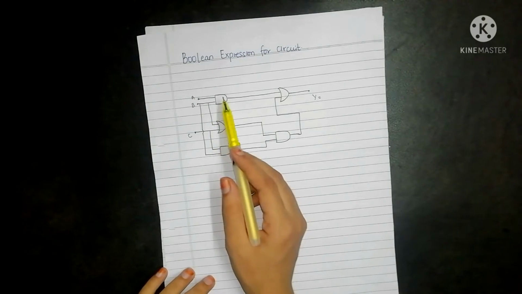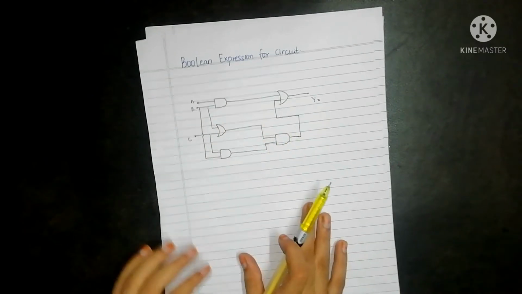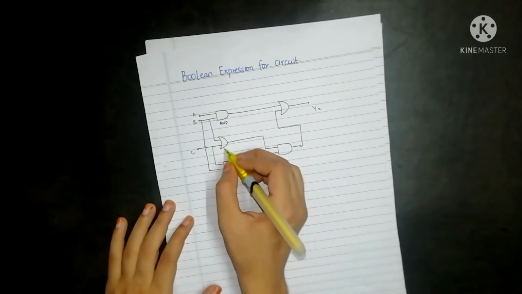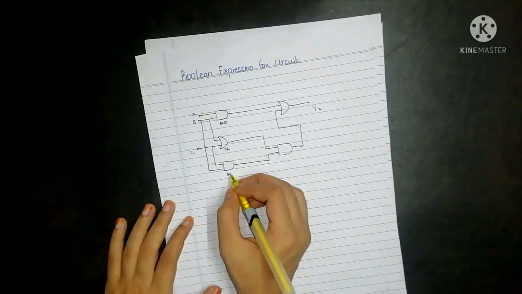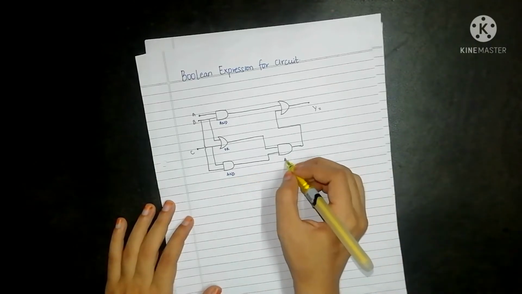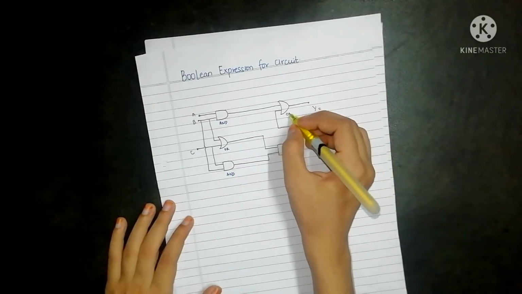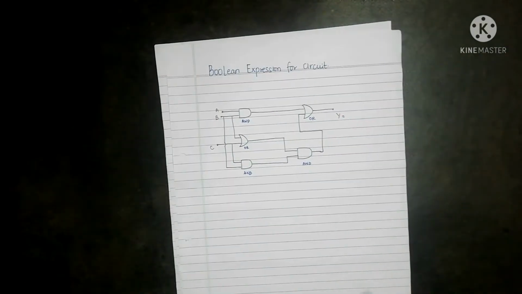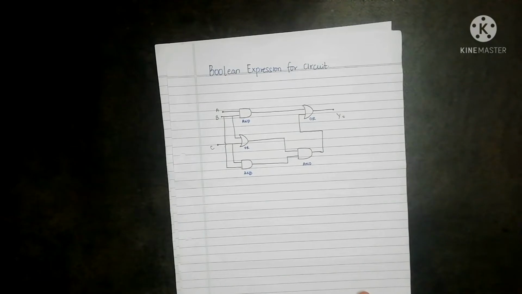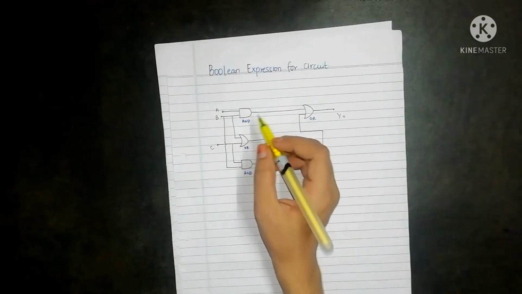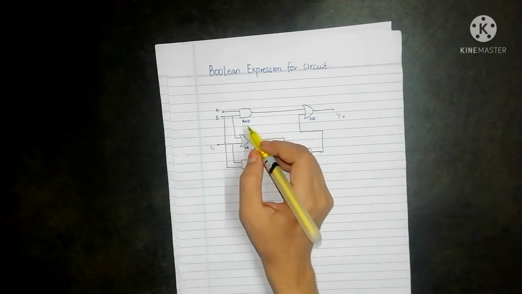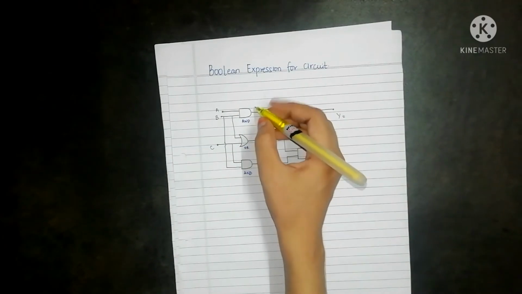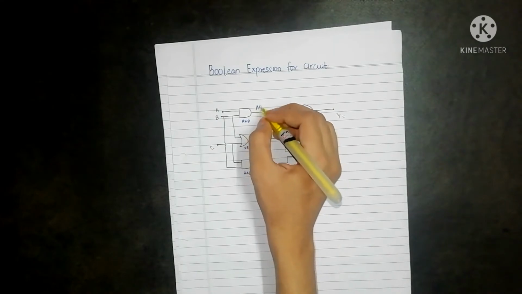First of all, write the Boolean expression for each of the gates. Here I am having an AND gate, an OR gate, again an AND gate, AND gate, and OR gate. Go in a stepwise manner and one by one write down the output for each of the gates. First is the AND gate. This gate gives the product of the inputs, and I am having the inputs as A and B. So the output obtained here is going to be AB.